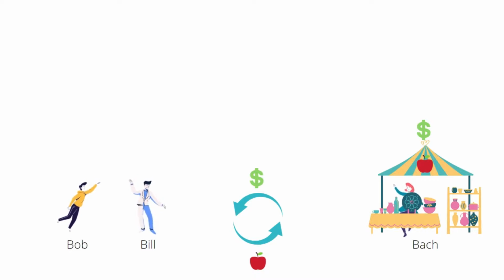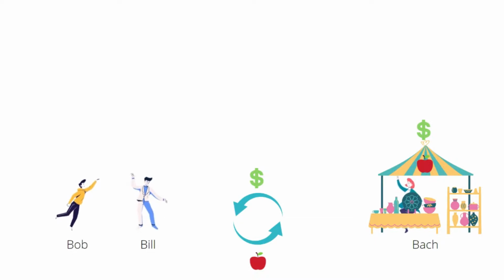Imagine four people, Bob, Bill, Buck, and Bit, representing economy A. Bob and Bill represent consumers, Buck is the producer, and Bit is the government. In this economy, the only production of goods is apples. So every day Bob and Bill buy apples from Buck, representing the GDP of economy A.